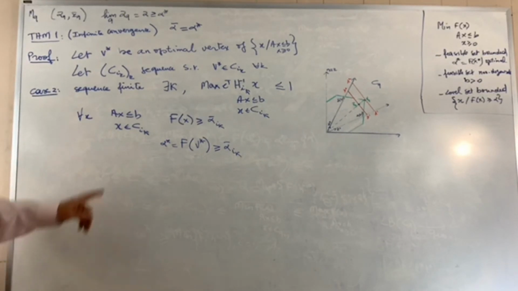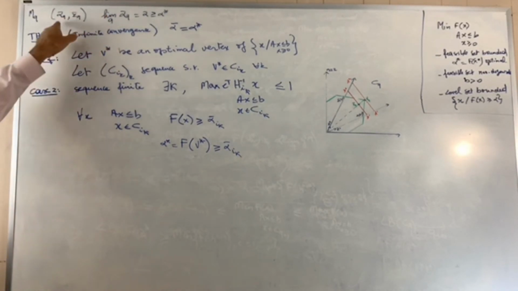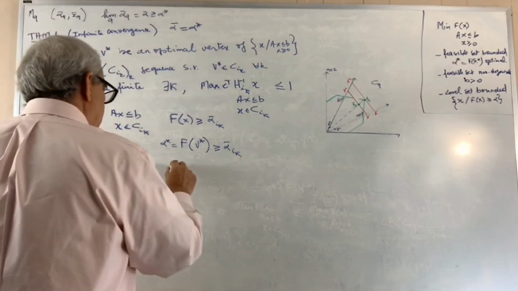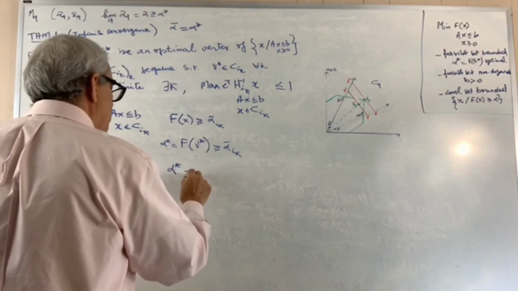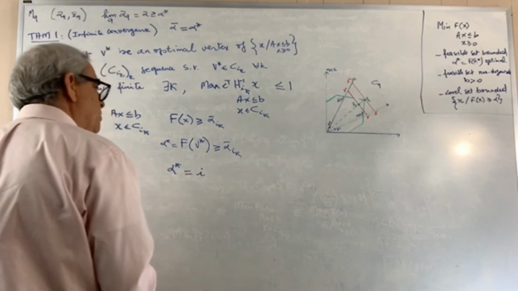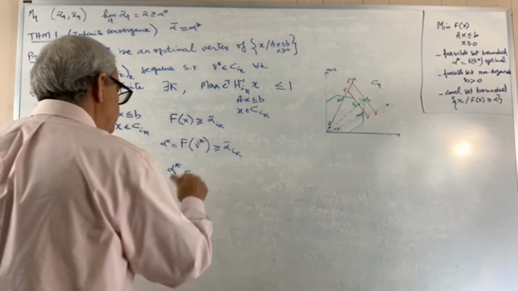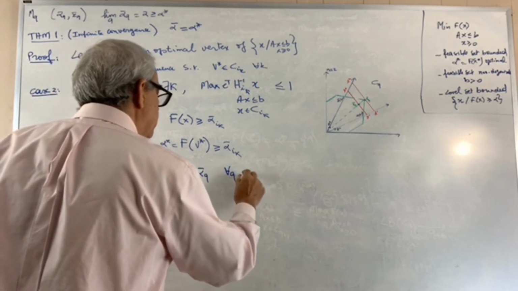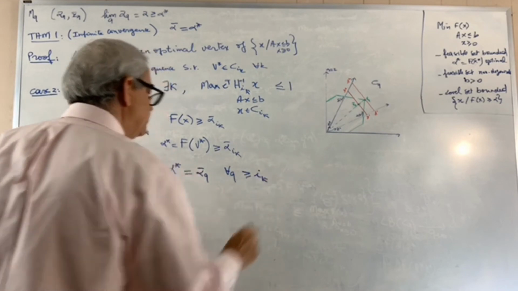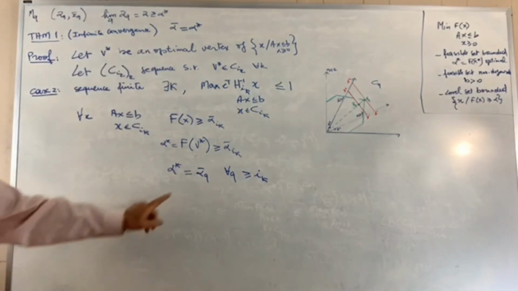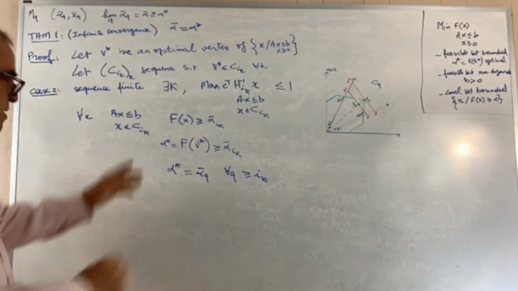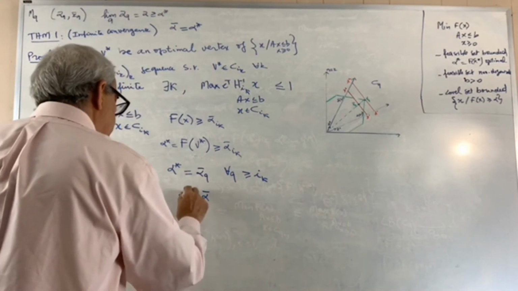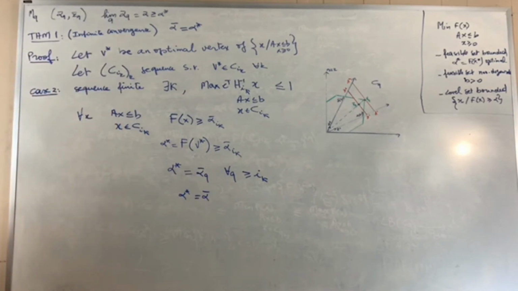But my sequence alpha bar Q is always bigger than alpha star. So this implies that alpha star is equal to alpha bar Q for every Q greater or equal to I big K. So my sequence is constant equal to alpha star, and therefore in the limit alpha bar is equal to alpha star. All right?